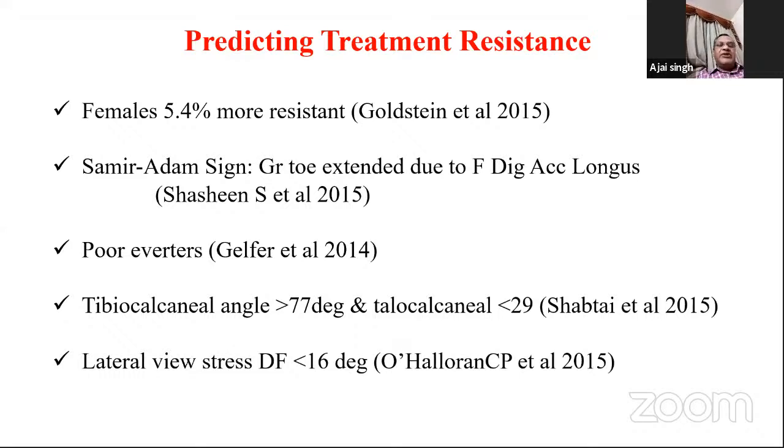If we have poor reverters, as told by Jelfer et al. in 2015, there are higher chances of operative treatment or recurrence. If on X-ray we have a tibiocalcaneal angle more than 77 degrees or a talocalcaneal angle less than 29 degrees, as described by Shabtai et al. in 2015, or in lateral view stress dorsiflexion is less than 16 degrees, as by Holleran CP in 2015, then there are high chances that our conservative treatment will fail and we will go for surgical intervention. Next, please.